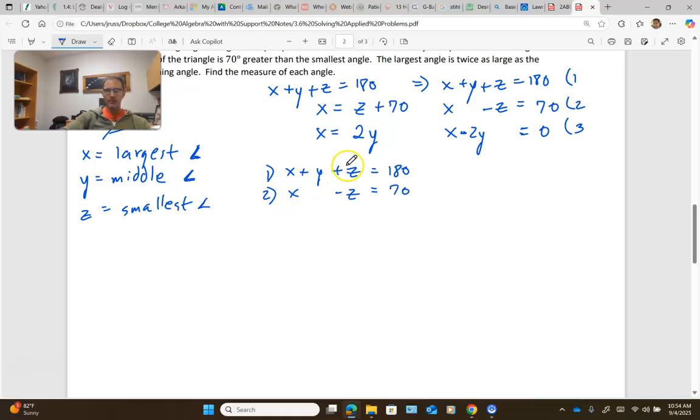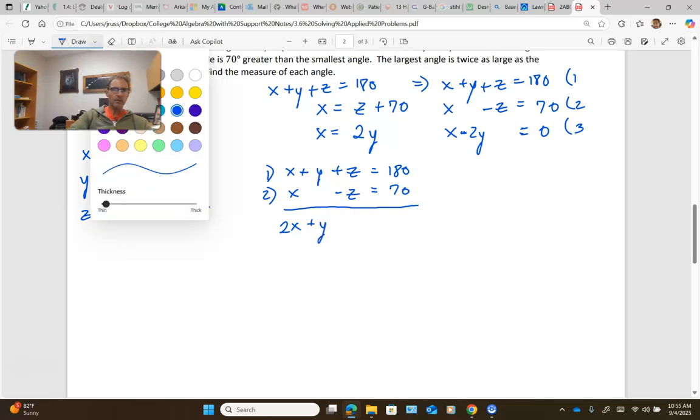And I'm going to try to eliminate my z's. Okay, I notice that they're already opposites, so I don't need to multiply one of these equations by a number. I don't need to manipulate either of these. I can simply start adding my columns. x plus x is 2x. The y just falls down, but the z's will be eliminated.